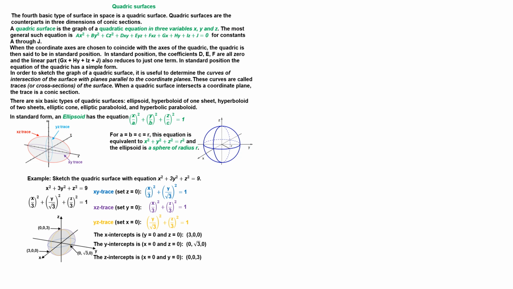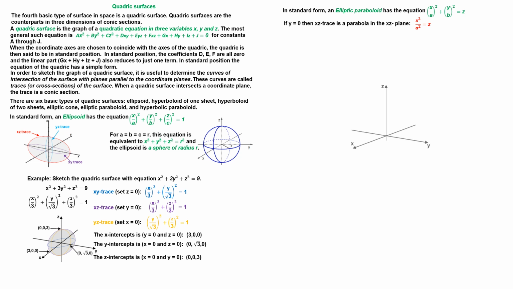The surface analogues of parabolas are the elliptic paraboloid and the hyperbolic paraboloid. In standard form, an elliptic paraboloid has the equation. If y equals 0, then the xz trace is a parabola in the xz plane. If x equals 0, then the yz trace is a parabola in the yz plane.